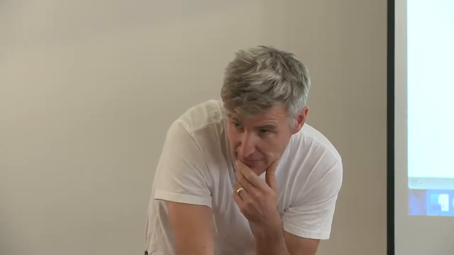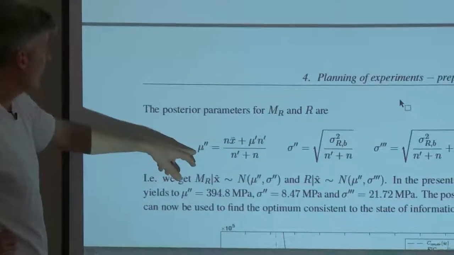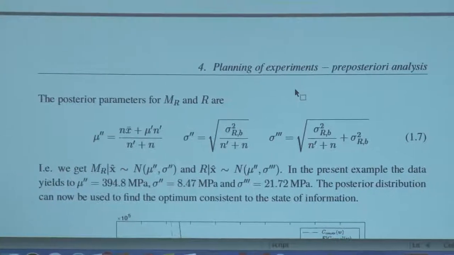And then you can get the posterior parameters of the mean value of R and R itself. So remember the mean value of R was uncertain and represented by a normally distributed random variable with a mean value and standard deviation, mu prime and sigma prime. And now we can incorporate the new information and we come to a mu 2 prime and a sigma 2 prime. And these are then the posterior parameters that already take into account this information. So we go from mu prime and sigma prime to mu 2 prime and sigma 2 prime.